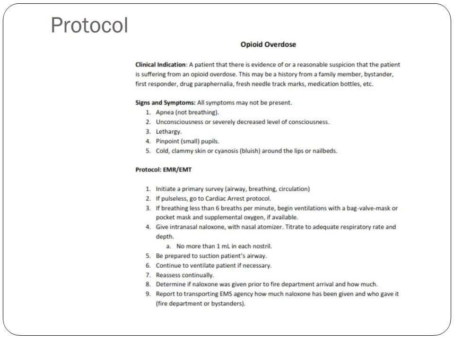Reassess continually. Determine if the naloxone was given prior to fire department arrival and how much. This may have been given by a family member or a bystander. And also report to the transporting EMS agency how much naloxone has been given and who gave it, whether it was the fire department or bystanders.